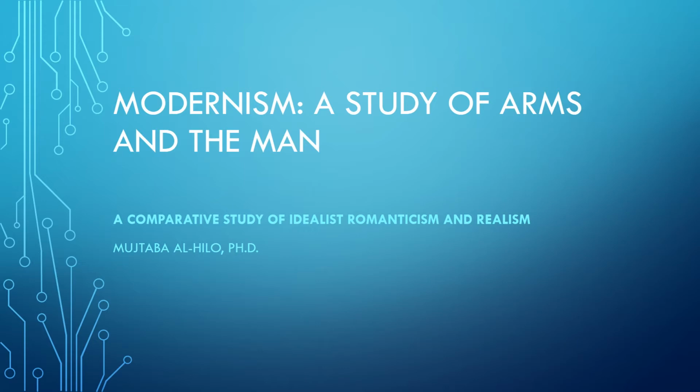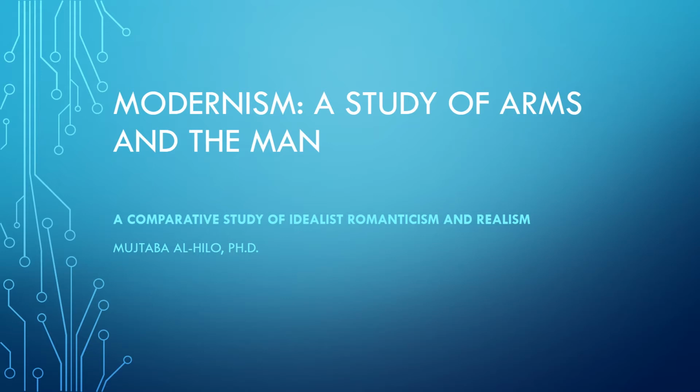So today we will talk about the comparison between idealist romanticism and realism. Why it is important to know about other ideas, about other ideologies, and why it is important to make a comparison between idealist romanticism and realism. Because in this course we are talking about modernism and realism. Realism is part of the modern movement that appeared at the end of the 19th century and the beginning of the 20th century.